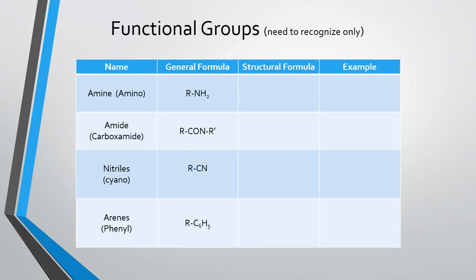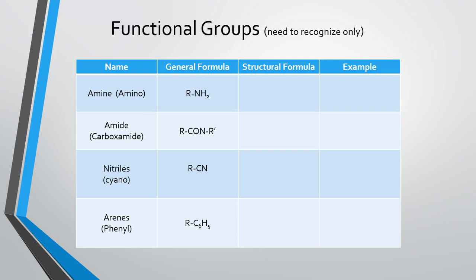Okay, so there's some functional groups that you need to only recognize. So you need to be able to circle them and say that that is an amino group, that's a carboxamide group, but you don't need to actually be able to name these molecules. So the way this is written, the class of molecule is amine, and then in parentheses the functional group. So if you were asked to identify the functional group and you wrote amine, it would be incorrect.